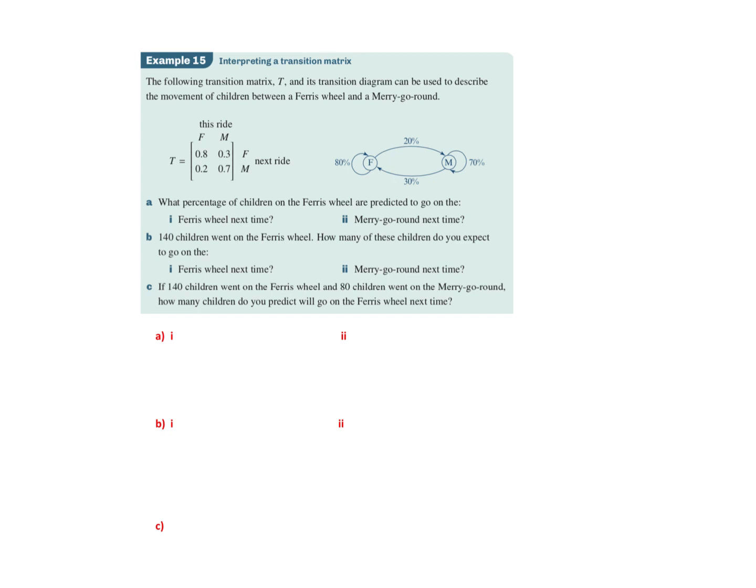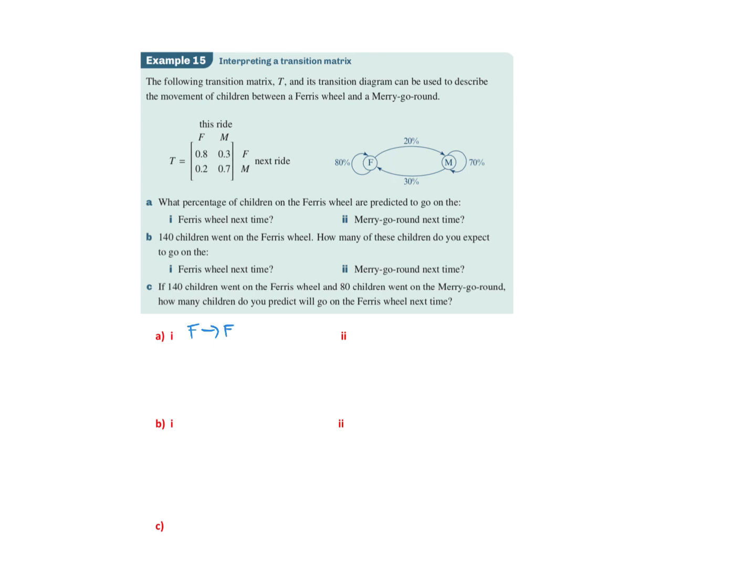All right, at the moment they're going to set you up with, okay, the following transition diagram can be used to describe the movement between the Ferris wheel and the merry-go-round. So there he goes. With question A, what percentage of the children on the Ferris wheel are predicted to be on the Ferris wheel next time? So what's that? From Ferris wheel to Ferris wheel?